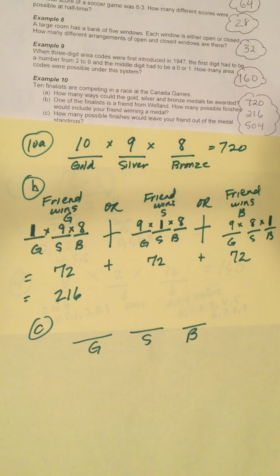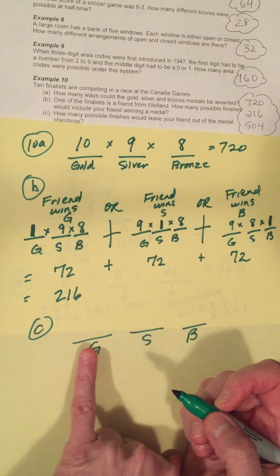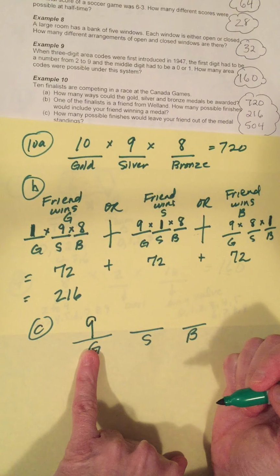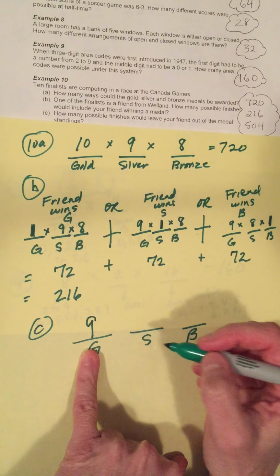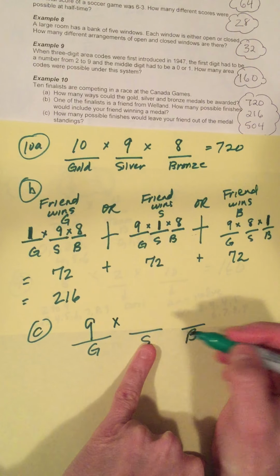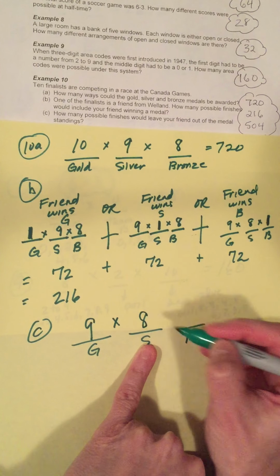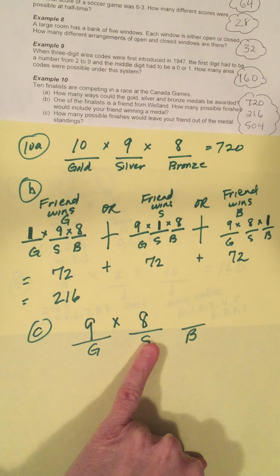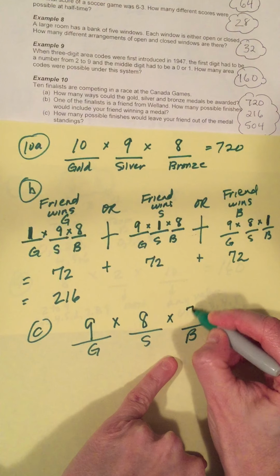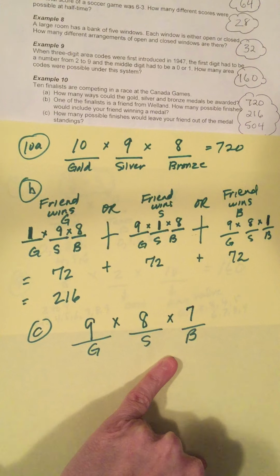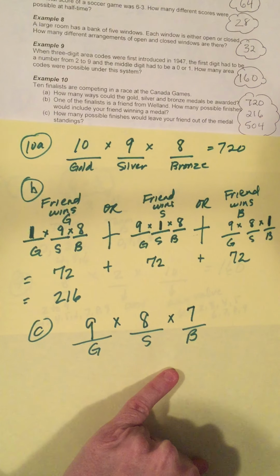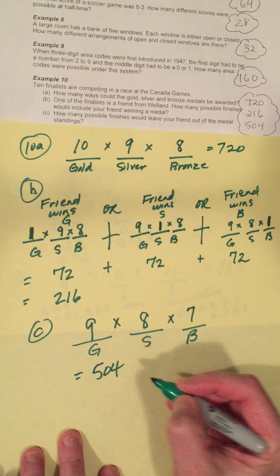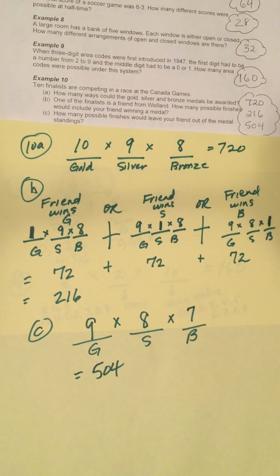If he's gone to the hospital and completely out of the race, how many choices do I have for gold? 9, because there were 10 runners, but one's gone to the hospital. How many choices do I have for silver? 8. One person's gone to the hospital. One person's already won the gold. How many choices do I have for bronze? 7. One's at the hospital. One's won gold. One's won silver, for a total of 504 possible ways.